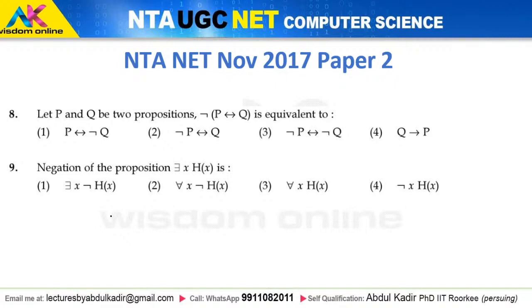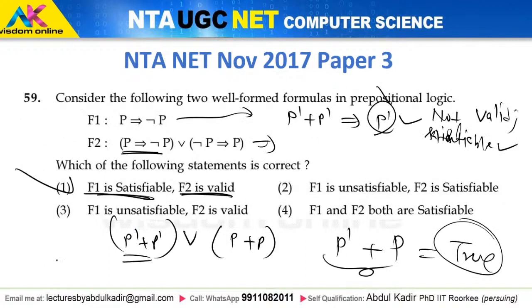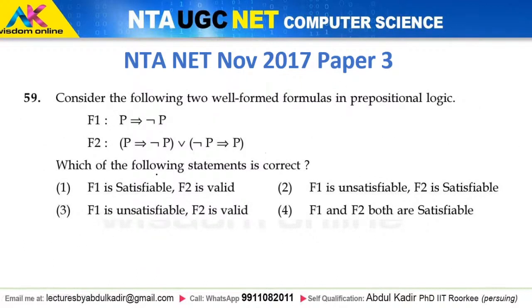Okay, Manisha is asking how F2 is a tautology. So let's see. Manisha, first of all, you look at it. P implies P dash. We know that whenever we have this kind of statement, P implies something, basically the LHS of the implication is this and the RHS of the implication is this.